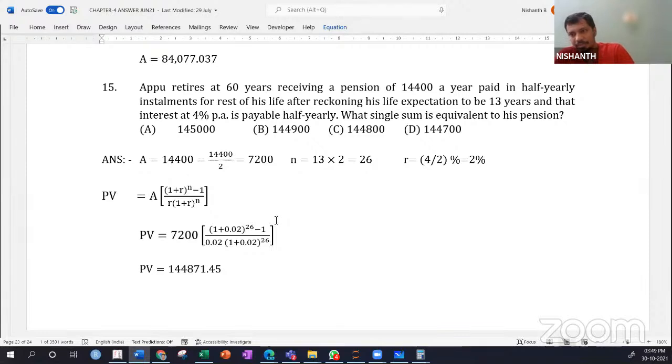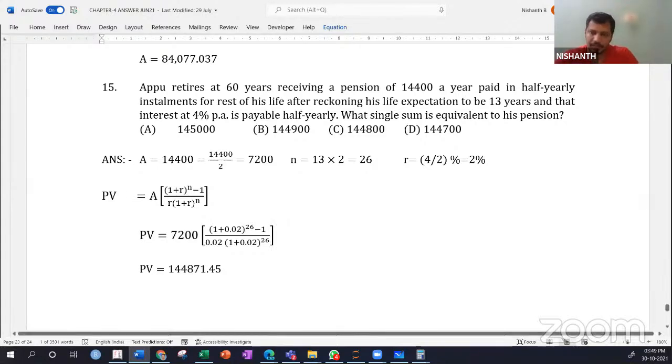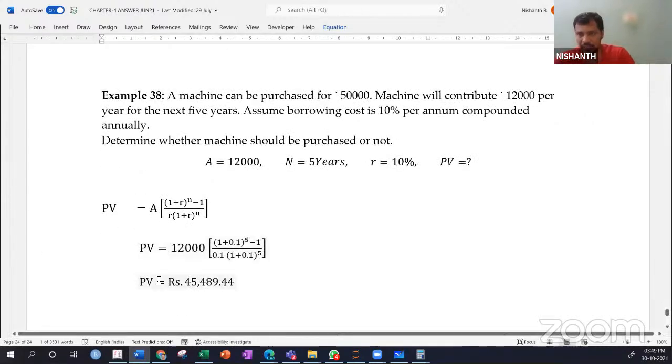And the rate of interest is 4%. What single sum is equivalent to his pension? So at that time, you should find the present value. That means today, how much do you need so that you'll be able to pay 7,200 for 13 years. So here also it's present value of money. This is the problem which I discussed, which was not there in the institute material, but it's a worked example.